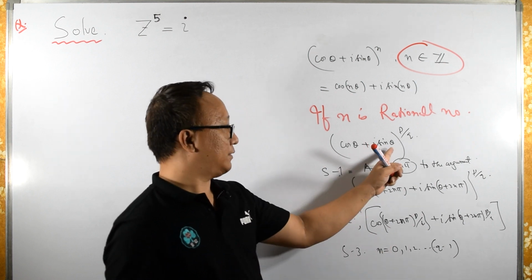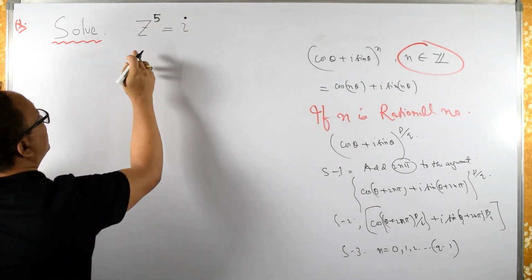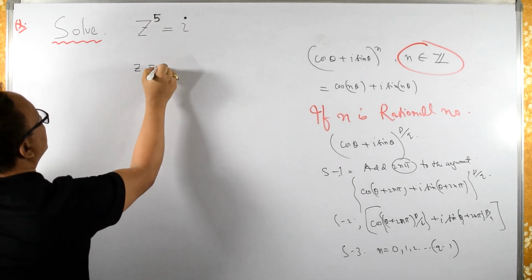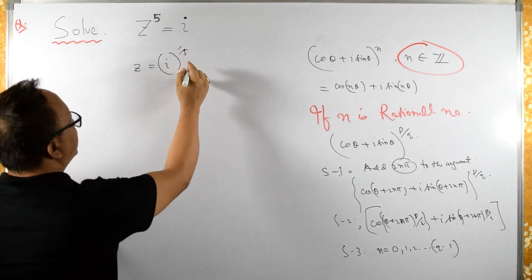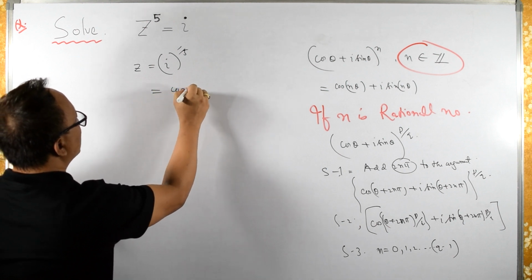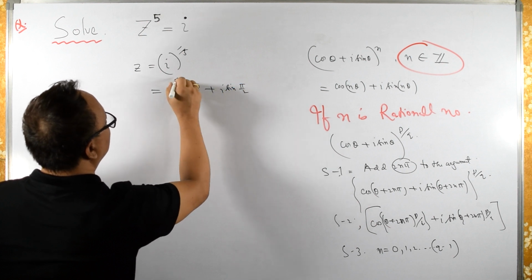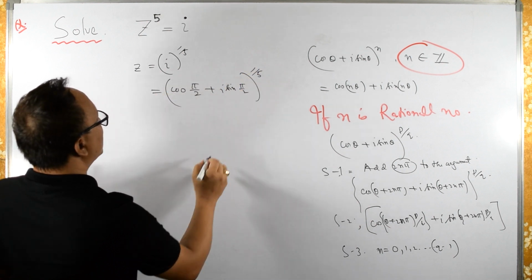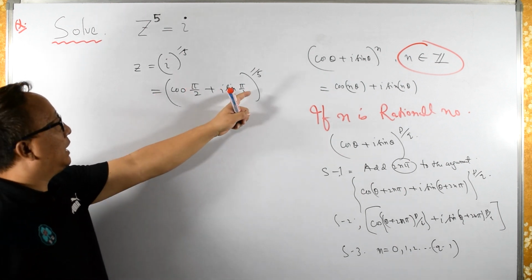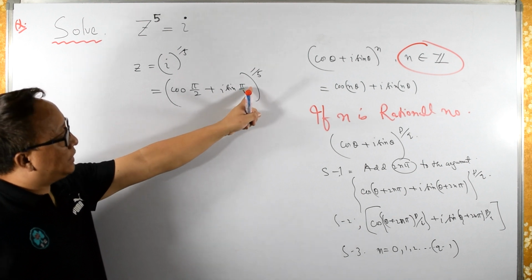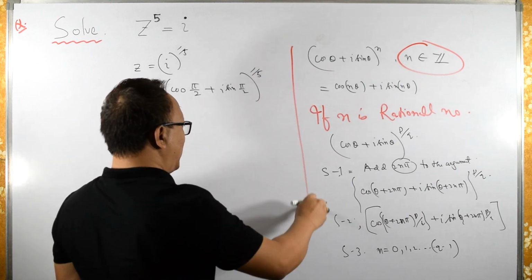Now if I apply this here, z^5 equals i means z equals i raised to 1 by 5. I can write i as cos(π/2) + i sin(π/2). Let's check whether it is correct. cos(π/2) is 0, then 0 plus i into sin(π/2), and sin(π/2) is 1. Therefore this is the same as i. We can apply De Moivre's theorem here.